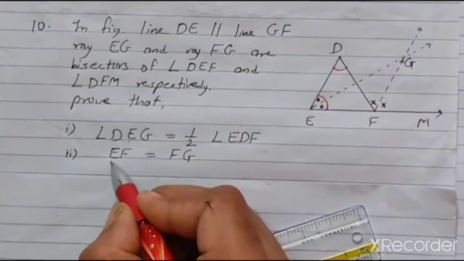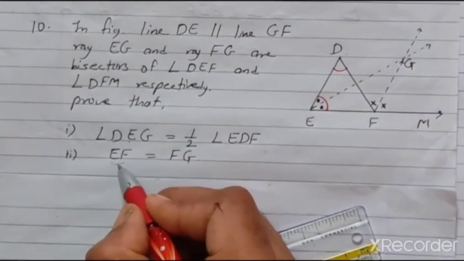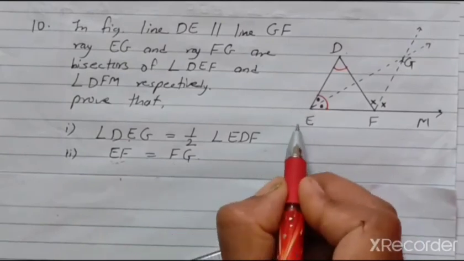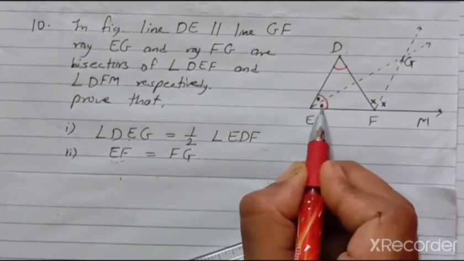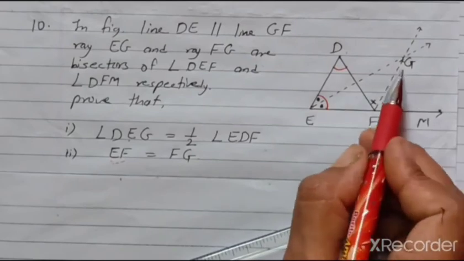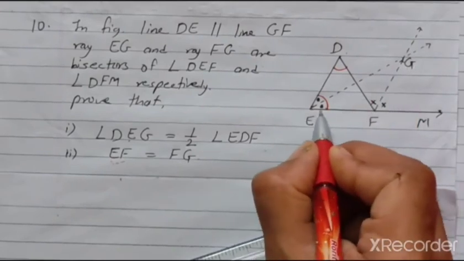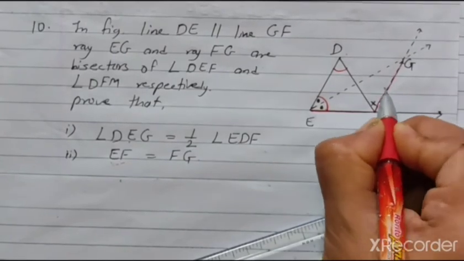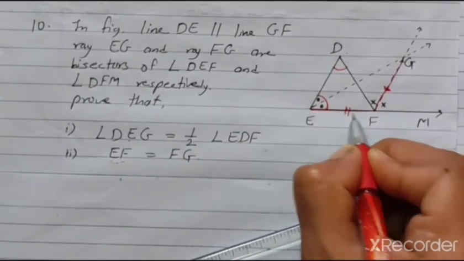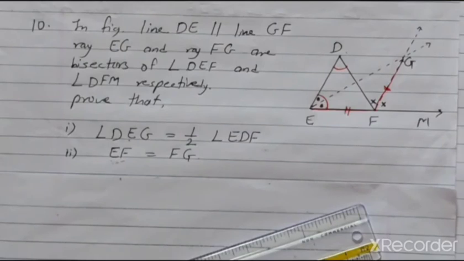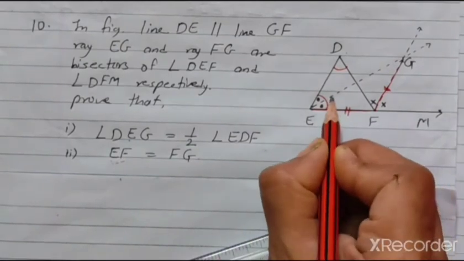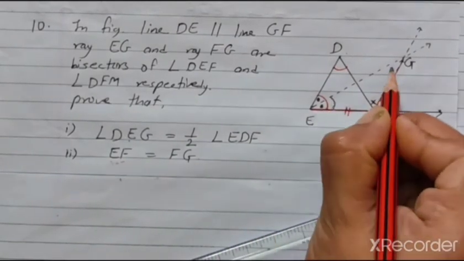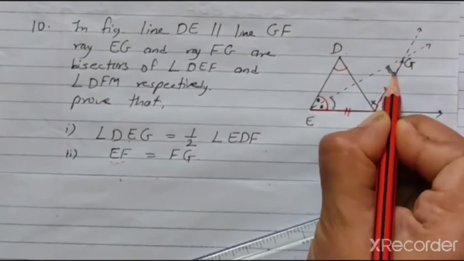Next statement is segment EF and FG, these two segments are congruent. This is our target. So we can solve it by using these two angles are congruent.